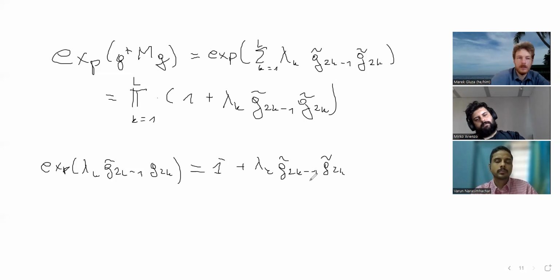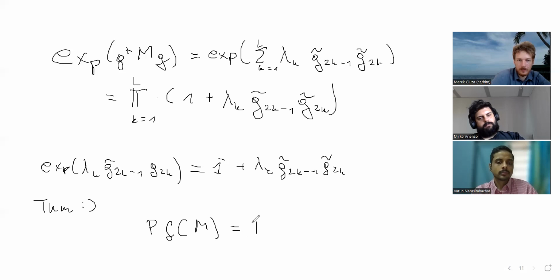Okay, so I will call it theorem. The Pfaffian of the matrix M is the product of those block eigenvalues, lambda k. That's the first theorem we get directly from Grassmann numbers.